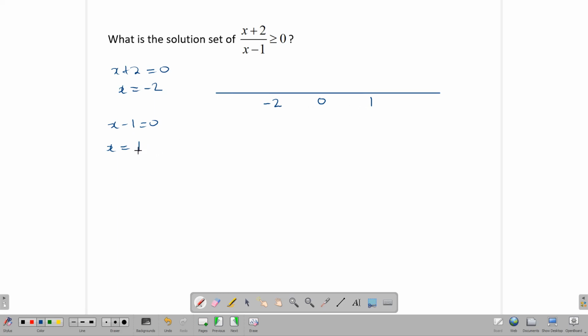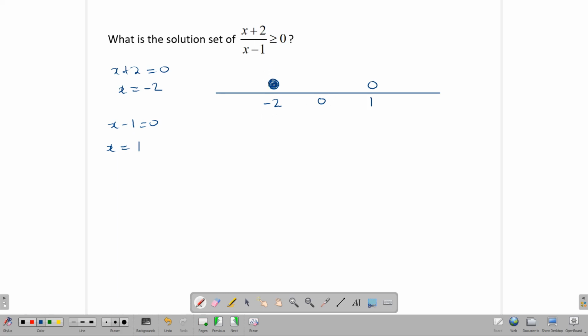X cannot be 1 because if we put 1 here, then this function is going to be undefined. This whole thing is going to be undefined because this denominator is going to be 0. So this cannot be included. So let's exclude it right there. This -2, however, x can be -2. So we can include this one.